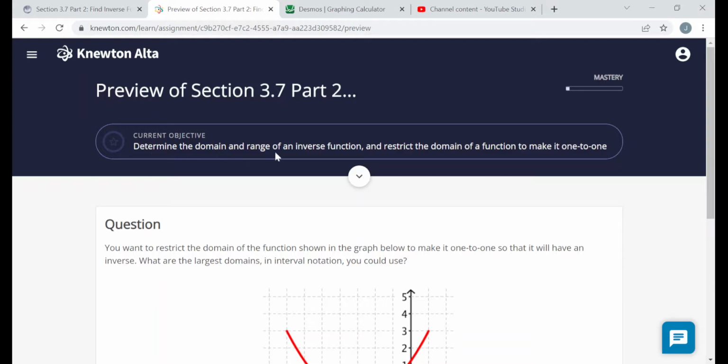Determine the domain and range of an inverse function and restrict the domain of a function to make it 1-to-1. So again, I know this is a lot of stuff building on itself, but remember section 3.7 part 1 talked about how a function needs to be 1-to-1 in order for the inverse to be a function as well. Right? In order for an inverse function to exist. If a function is not 1-to-1, if it doesn't pass the horizontal line test, then the inverse function doesn't exist. So you gotta keep that in mind.